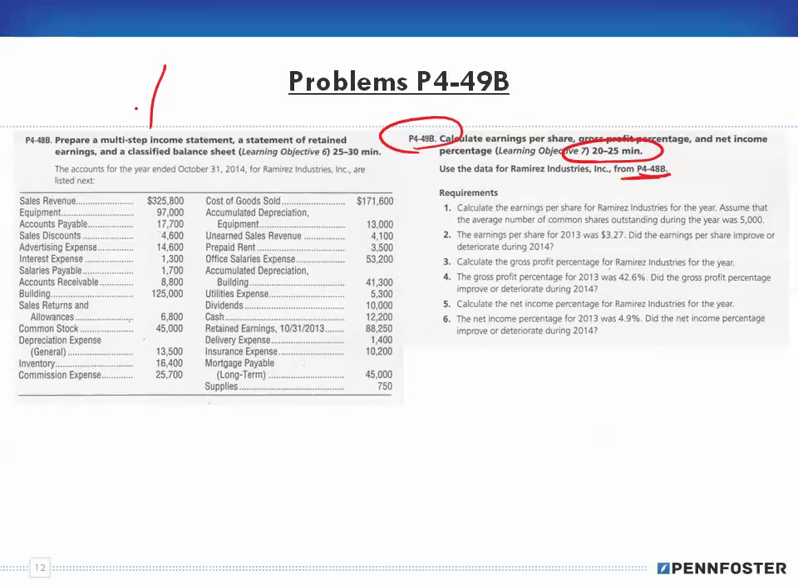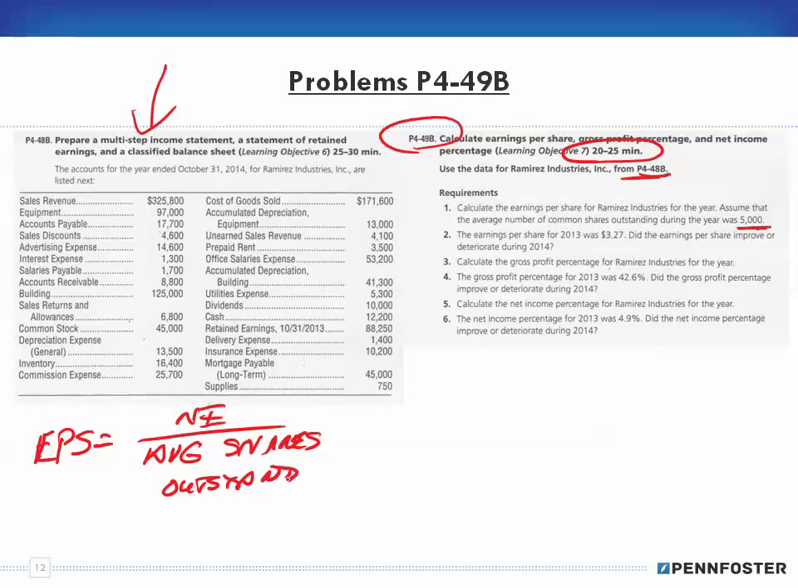So this here is not as applicable. I'm going to start out with: calculate the earnings per share for Ramirez for the year, assuming that the average number of common shares during the year was 5,000. So what's the formula for earnings per share? It's net income divided by the average shares outstanding, which they're telling you, as given information, is 5,000.